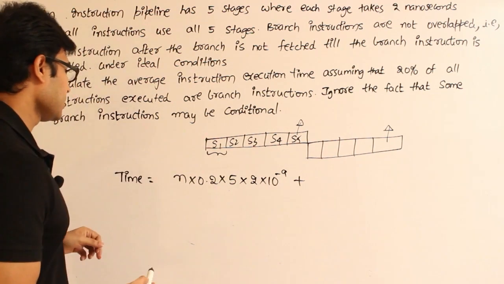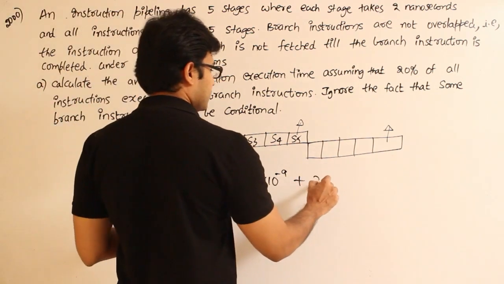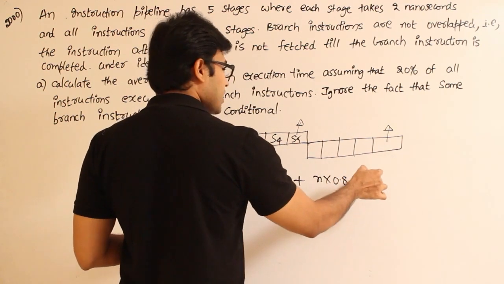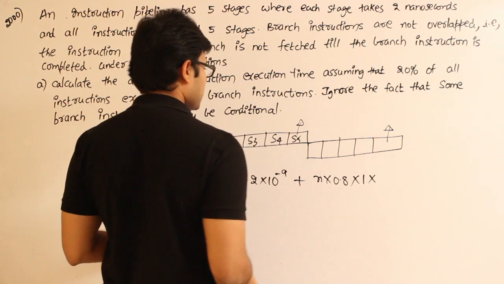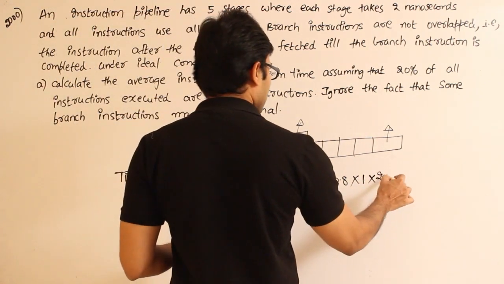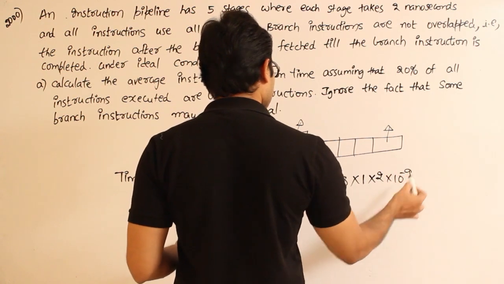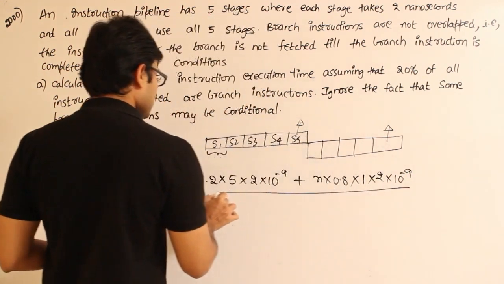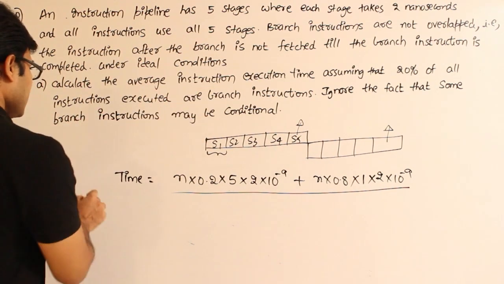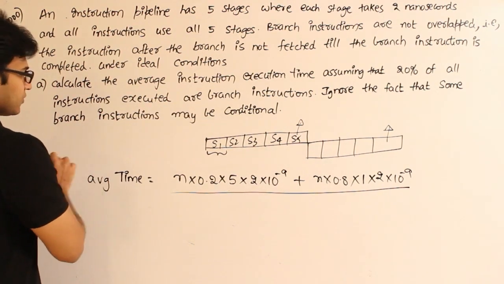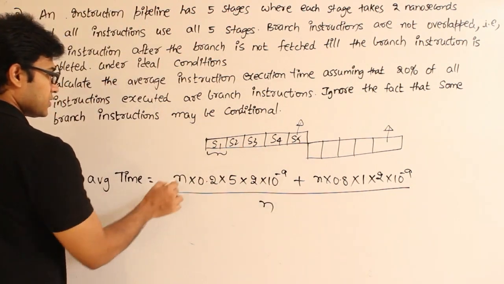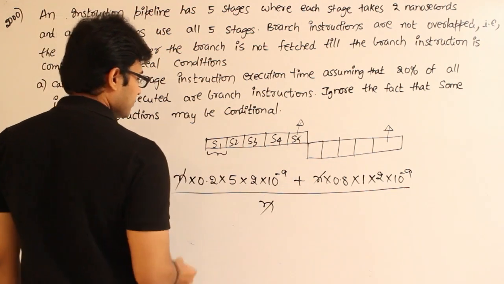How many instructions are remaining? 80%, right? So n into 0.8. For the remaining instructions, it is going to take only 1 clock per instruction. Got it? And we know that the clock is 2 into 10 power minus 9 again. This is the total time, but they are asking about the average instruction execution time. So on average, what is the time? To find the average, you divide by n, which is the total number of instructions. So n will cancel, right?